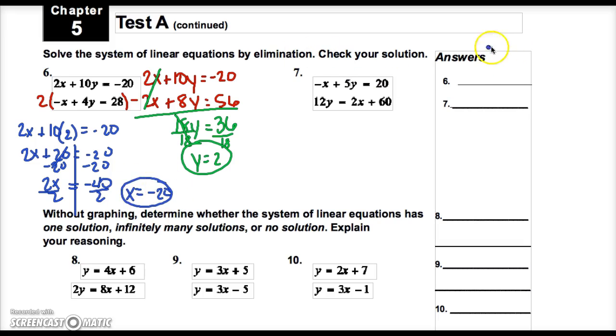So whenever you write your ordered pair, remember your x comes first. So this becomes negative 20, 2 as your solution.